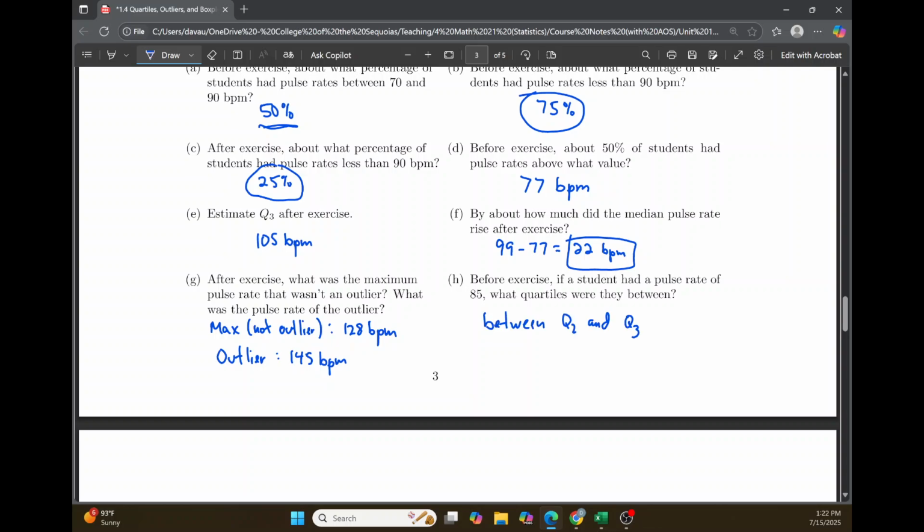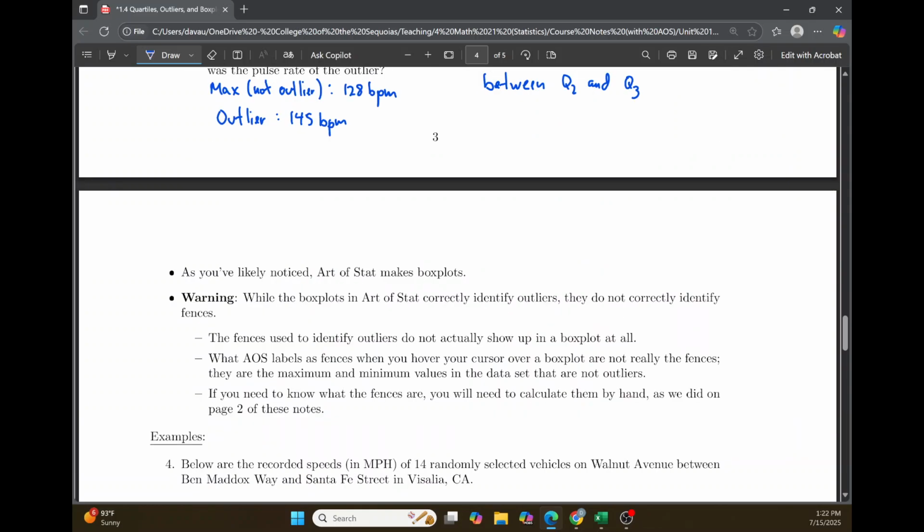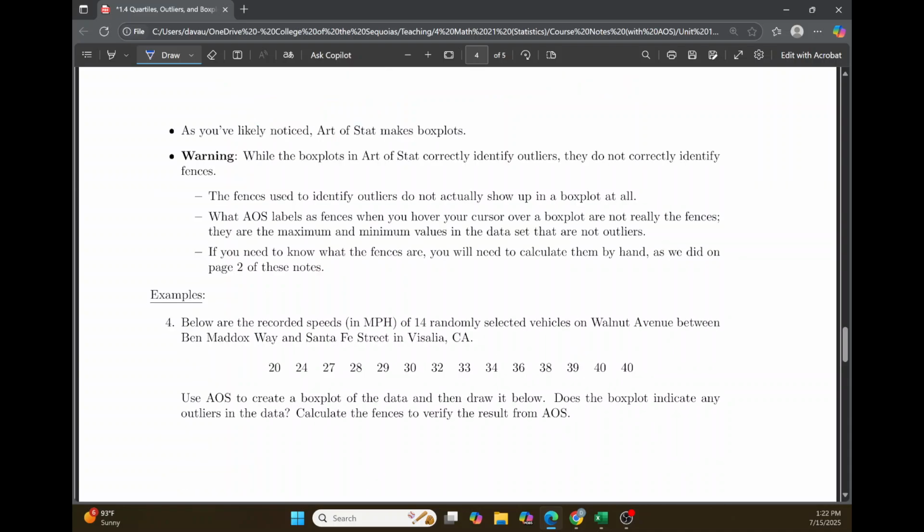So hopefully that gives you a good understanding of how boxplots work and the information that they convey to us. As you have definitely noticed, Art of Stat makes boxplots for us, so we don't have to worry about drawing them by hand. Although for a problem set or a test, you might have to draw boxplots in some blank spaces, but you can just make the boxplot in Art of Stat and then copy down what you see on the screen onto your test.